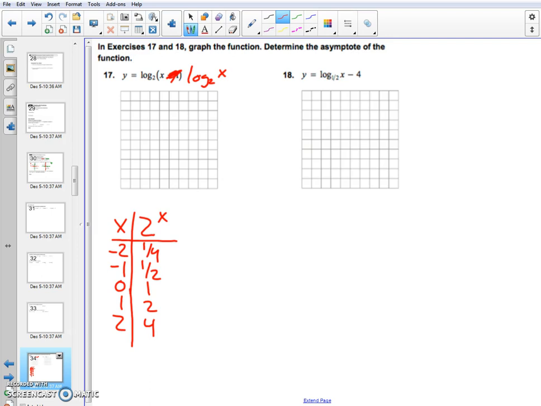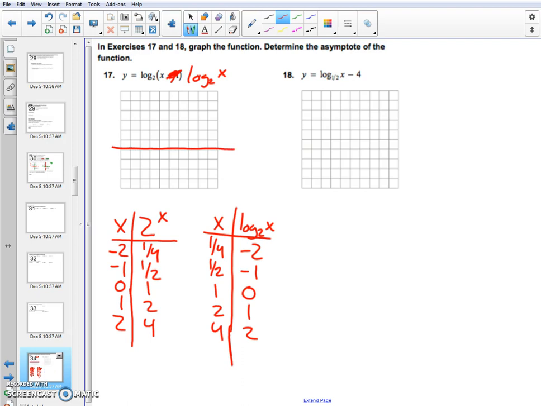So now the table for x and log base 2 of x is just going to be everything flip-flop. So I now have the point 1/4, -2, 1/2, -1, 1, 0, 2, 1, and 4, 2. Okay, so we're first going to make that exponential table, not to graph it, but to give us those points for the logarithmic graph. Okay, so then let's go ahead and graph that.